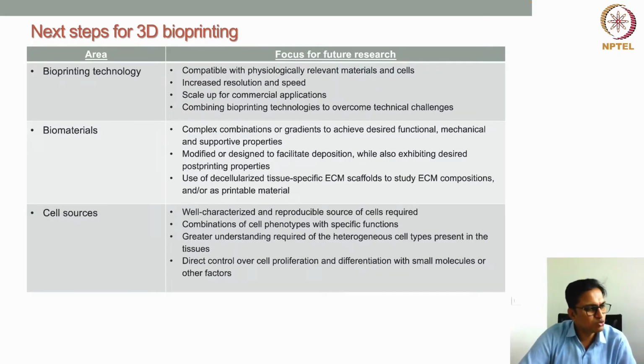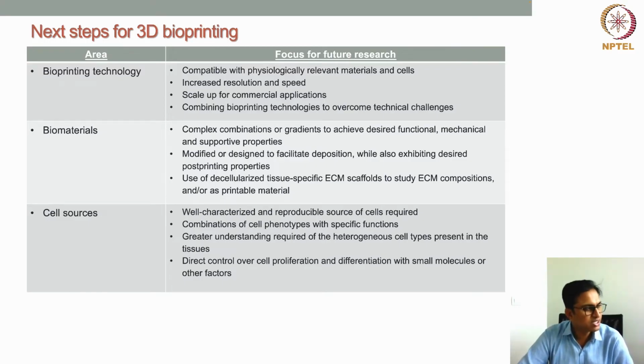In bioprinting technology, we have discussed various types like extrusion-based bioprinting, inkjet-based bioprinting, laser-assisted bioprinting, and digital light projection bioprinting. Now you probably have a better idea about how these different bioprinting technologies work, and also the process parameters related to them. The most important thing is that bioprinting technology should be compatible with physiologically relevant materials and cells. That is the focus of future research, where people are trying to develop new novel materials, and also how we can use other types of cells for bioprinting.